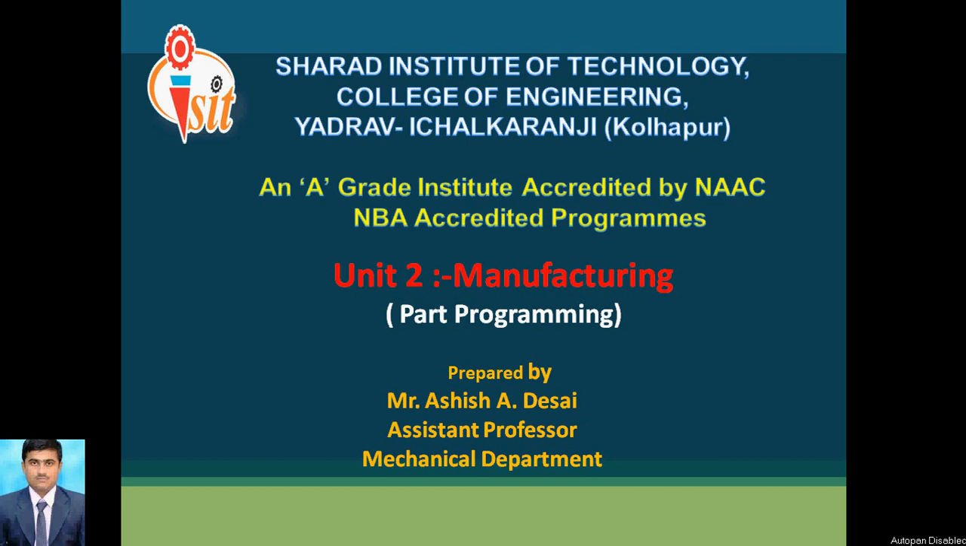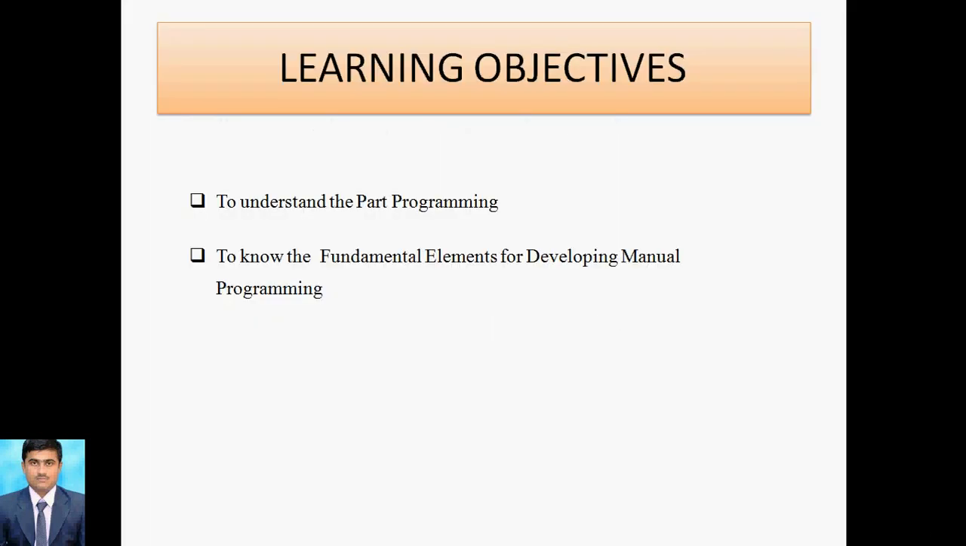Today we are going to discuss Unit number 2, Manufacturing. In that content we are going to discuss part programming. First of all, we look at the learning objectives for the session. The first learning objective is to understand part programming. The second learning objective is to know the fundamental elements for developing a manual program.